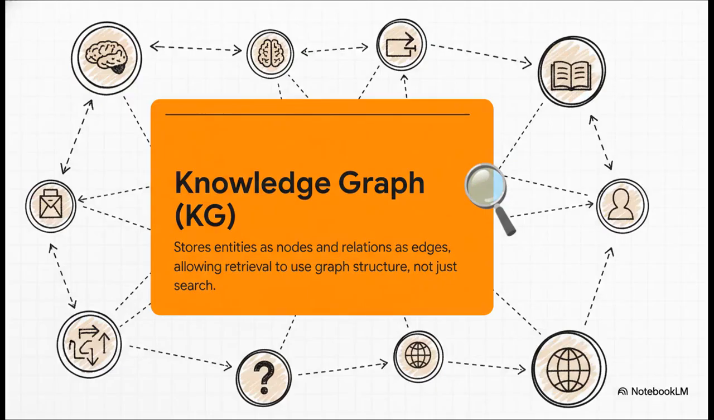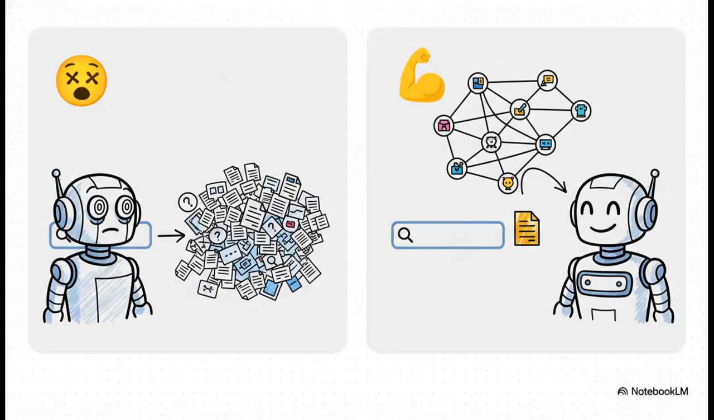Okay, the second piece of this puzzle is the knowledge graph, or KG. Now, instead of just storing a big, messy pile of text chunks, a KG organizes information into entities, we call those nodes, and the relationships between them, which are the edges. This structure is so powerful because it lets our system retrieve information based on actual context and connections, not just a simple keyword search. And when you put these two together, you get a vastly superior system.